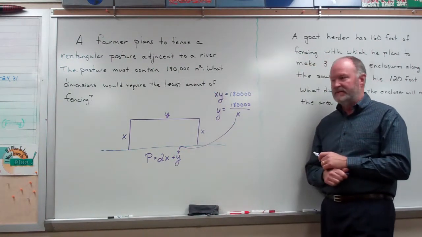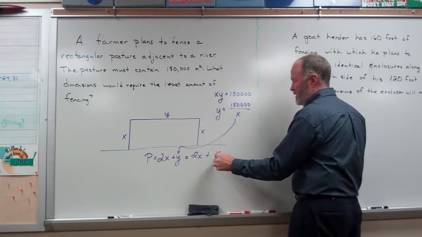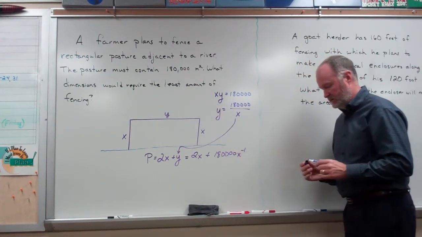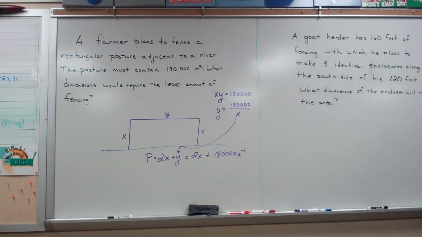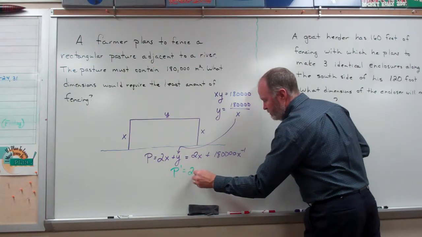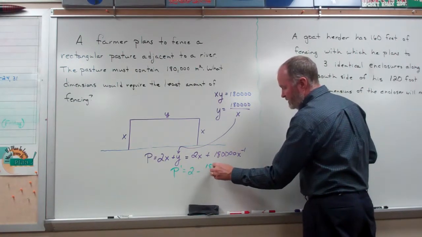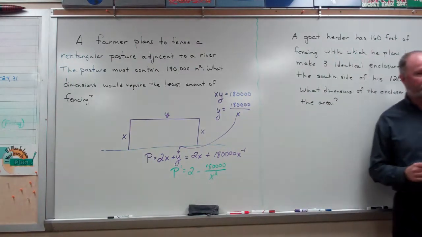All right, so this is going in here. I got that. And so what I really have is 2x plus 180,000 x to the -1. And what do I got to do to that? I get to differentiate. Two minus, big number, 180,000 over x squared, right?